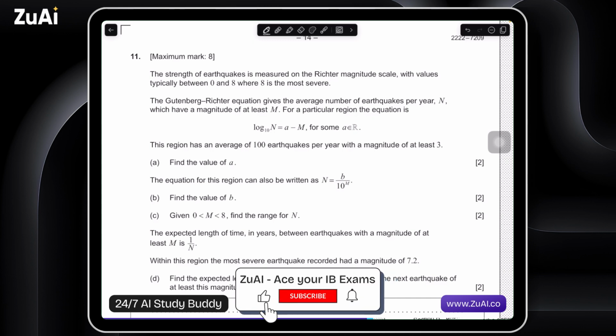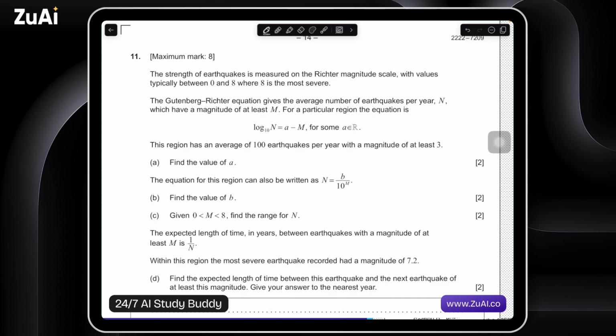Let's have a look. The strength of earthquakes is measured on the Richter magnitude scale with values typically between 0 and 8, where 8 is the most severe. The Gutenberg-Richter equation gives the average number of earthquakes per year n, which have a magnitude of at least m. So the magnitude, this is the strength, is measured in m, and the number of earthquakes per year is given by n.